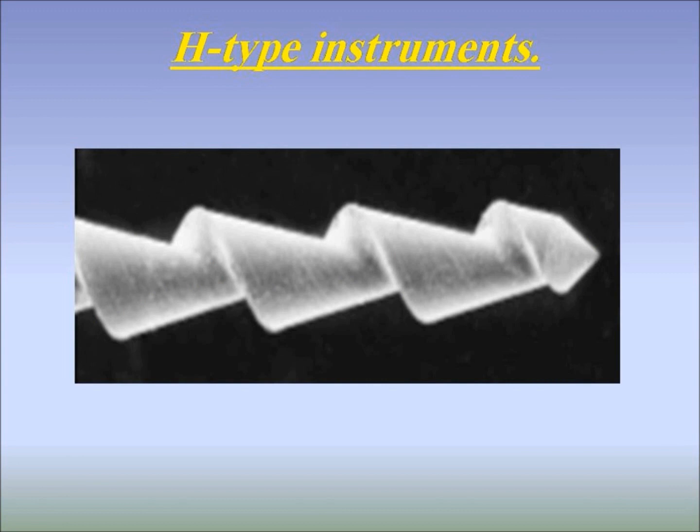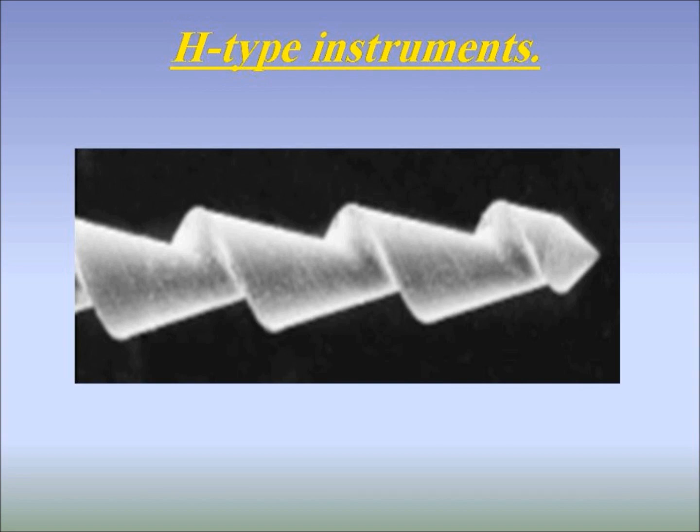H-type instrument. An H-type instrument has spiral edges arranged to allow cutting only during a pulling stroke. An example is the Hedstrom file. An H-type instrument is better for cutting than a K-type instrument because it has a more positive rake angle and a blade with a cutting rather than scraping angle.